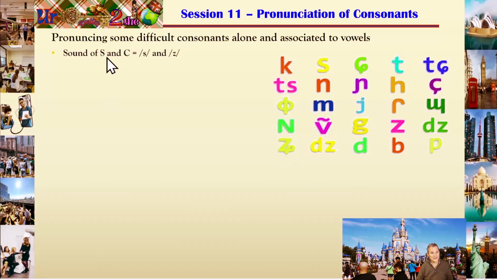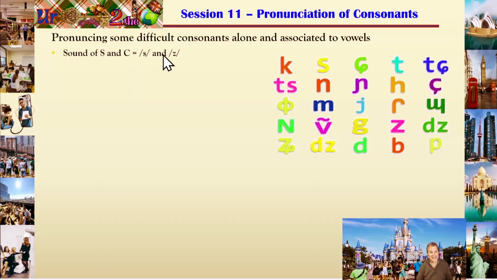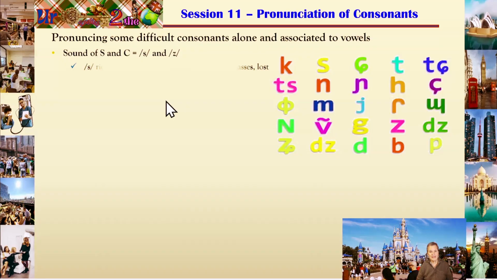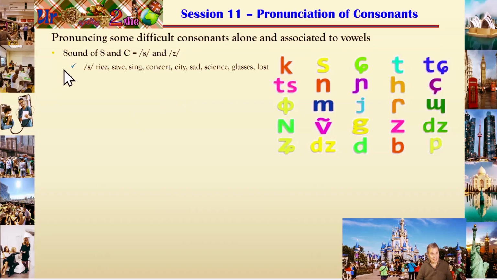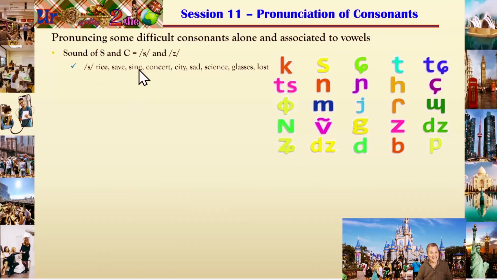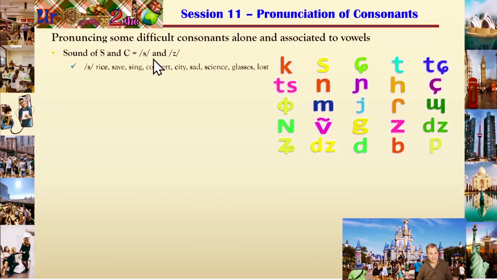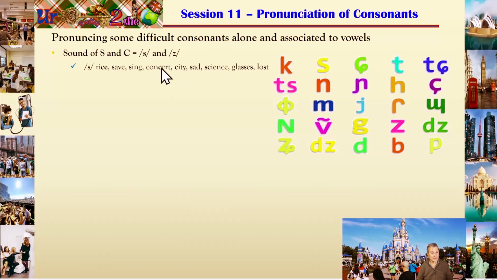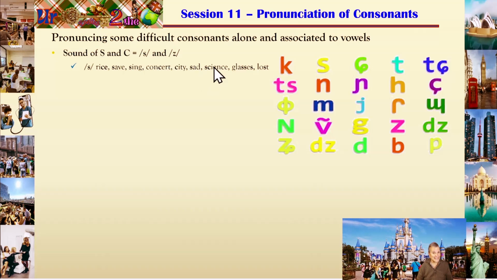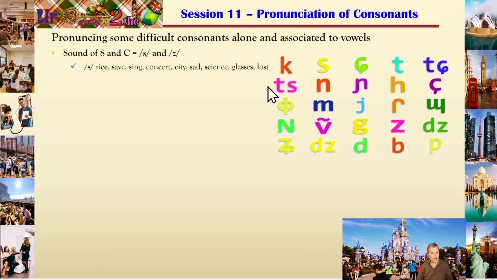First of all, let's concentrate on the sound of S and C in English. These are the sounds, right? S and Z. And let's see some examples. For example, like S, we pronounce rise, safe, sing. Concert, as you can see, sometimes C is pronounced like S, right? Concert, city, when the C is in the middle of a word, or for example at the beginning, we pronounce S, right? City, set, signs, glasses, lost.